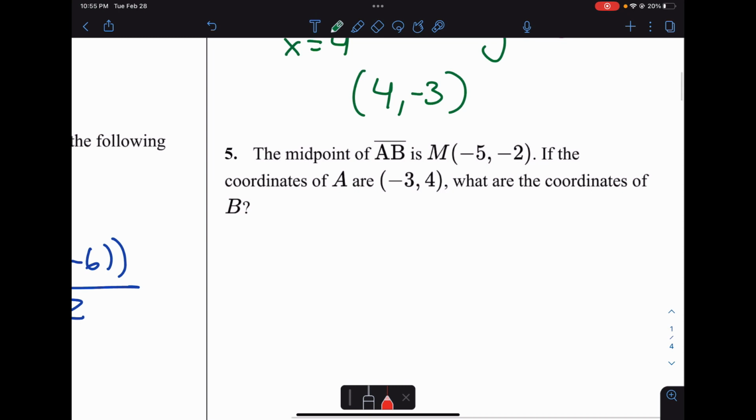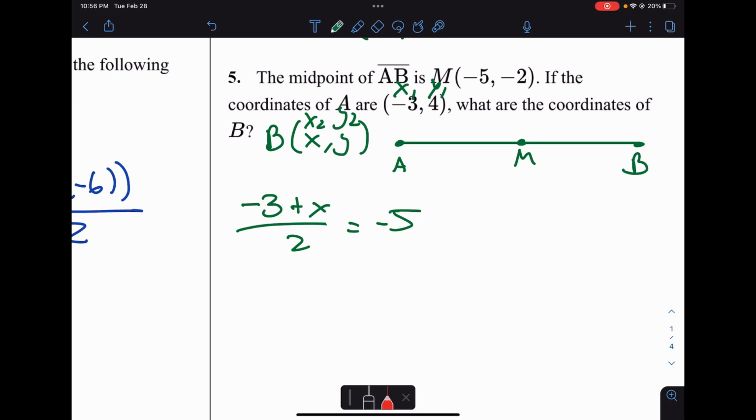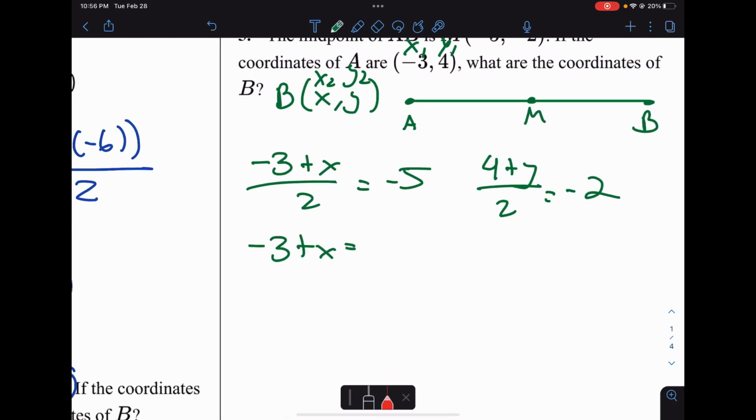All right, I'm going to do one more of these. So again, we've got A, B, and my midpoint. Just to keep in mind, usually we average A and B, and that gives us our midpoint. So we've got B, X, Y. x1, y1, x2, y2. My average of my x's, which is -3 and my unknown x, needs to give me a -5. And my average of my y's, which is 4 plus y all over 2, needs to give me a -2. So -3 plus x equals -10. X equals -7.